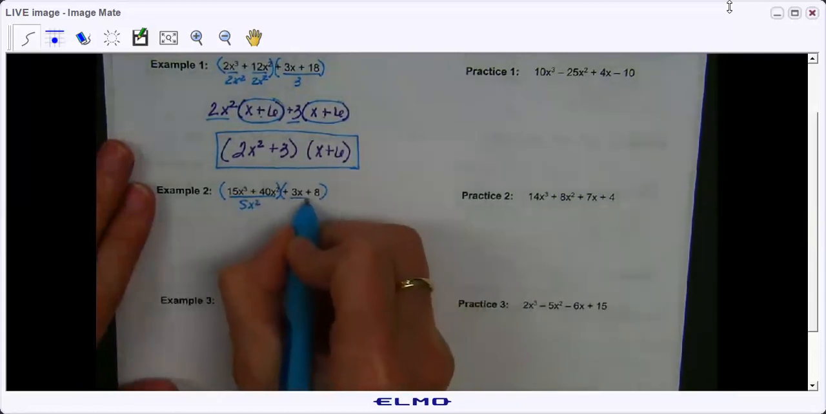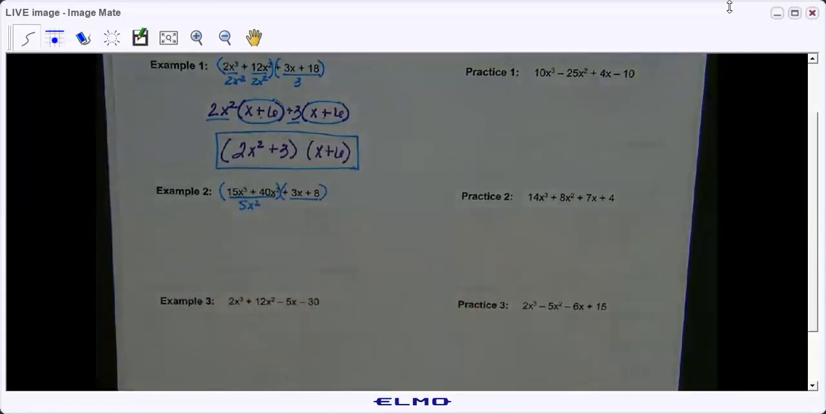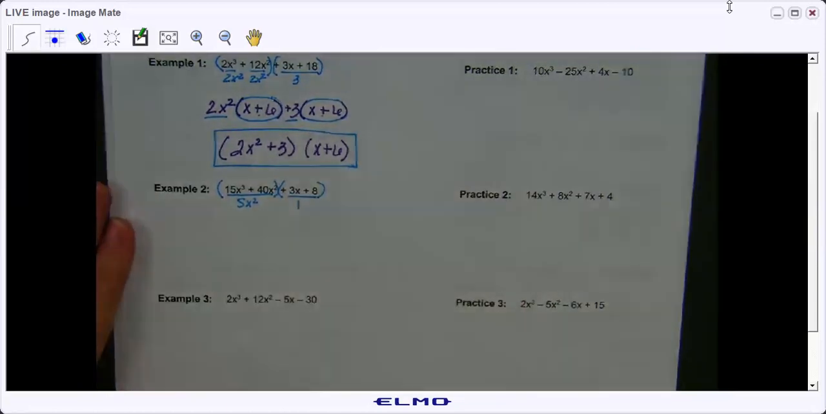And I'm going to factor here. Oh, I don't see a greatest common factor. So if you don't see one, you still have to factor something out. We can factor out a 1.